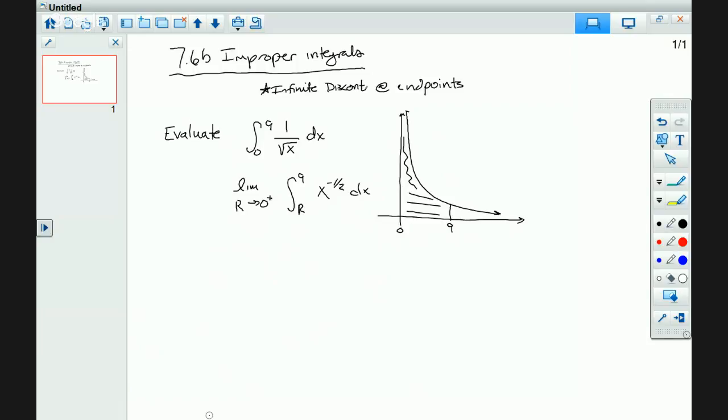What's the integral of that? X to the 1/2... Add 1, divide. Positive 1/2, divide by 1/2. Same as multiplying by 2.